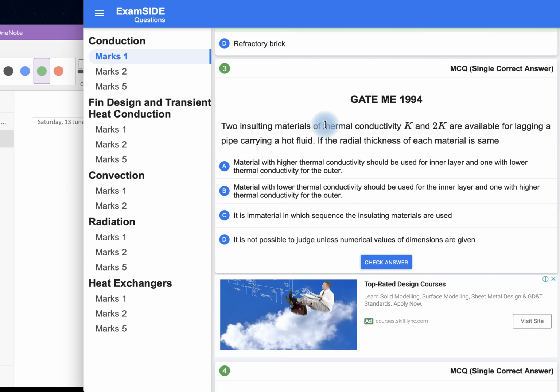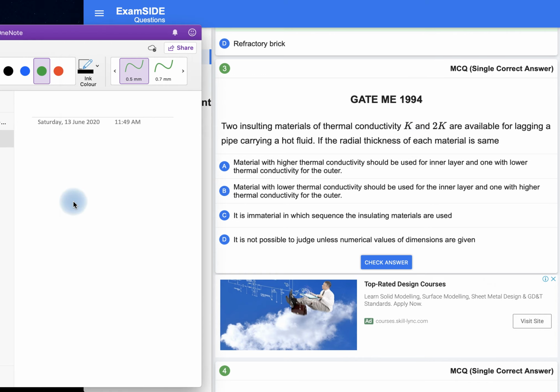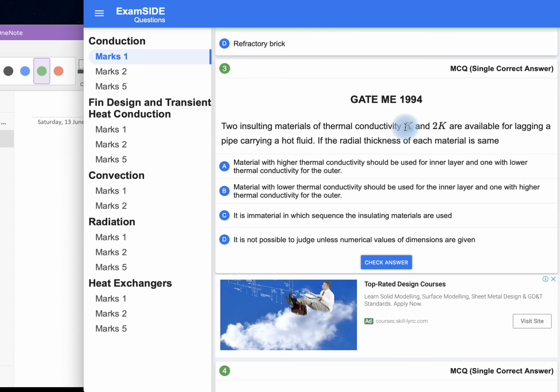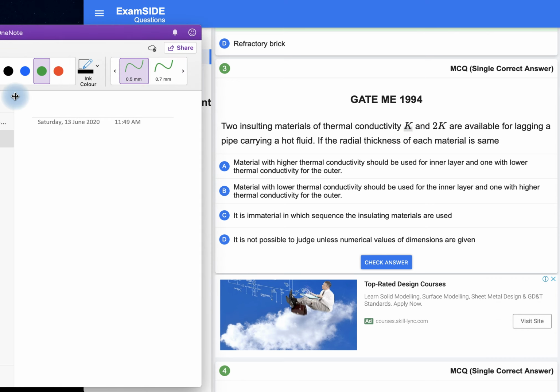Two insulating materials of thermal conductivity K and 2K are available for lagging a pipe carrying a hot fluid. So we want to reduce the heat transfer from the hot fluid. If the radial thickness of each material is the same, so thermal resistance will be more for the one whose conductivity is less. So if we use this material inside, then our thermal resistance will be more for the inner layer. So it will read.